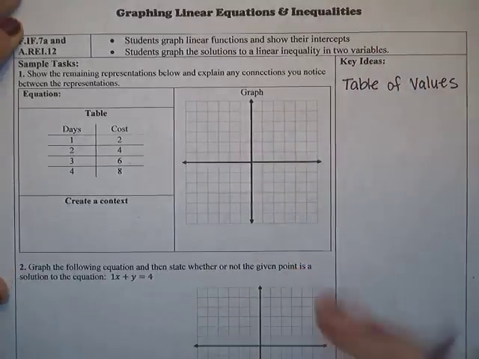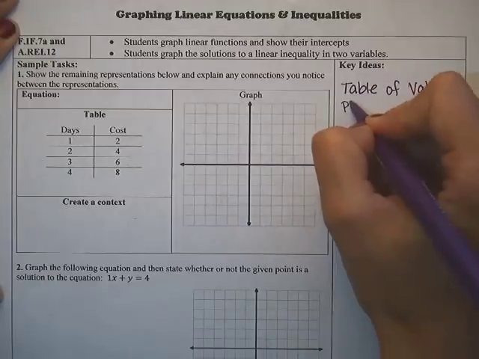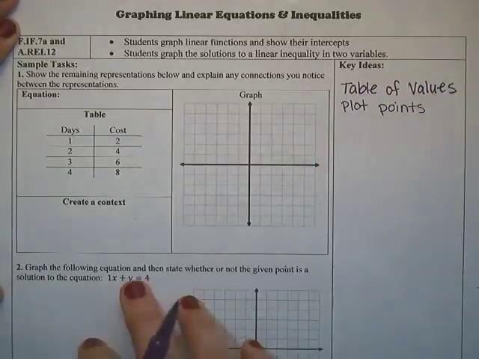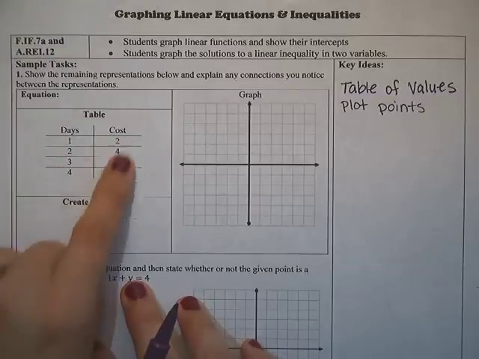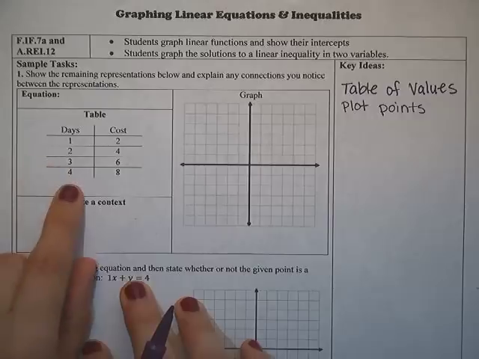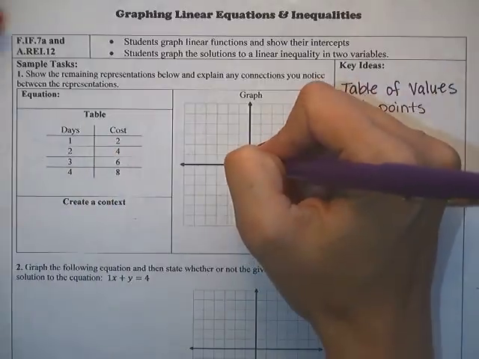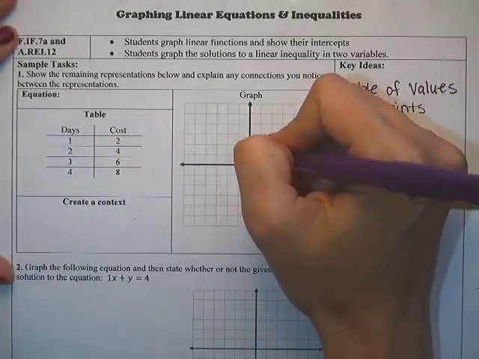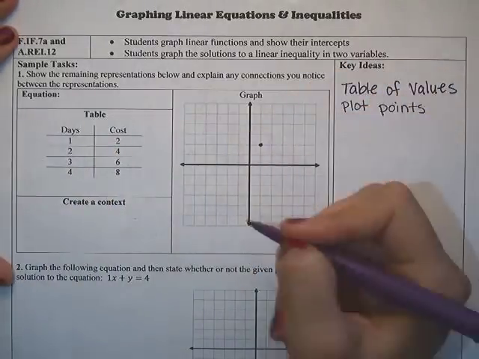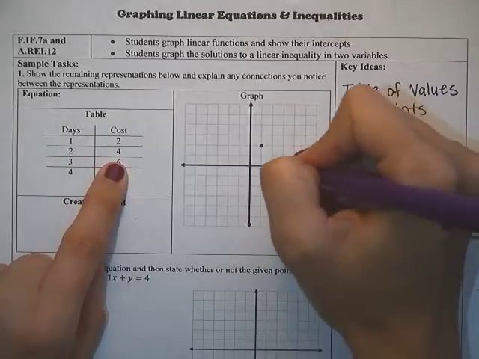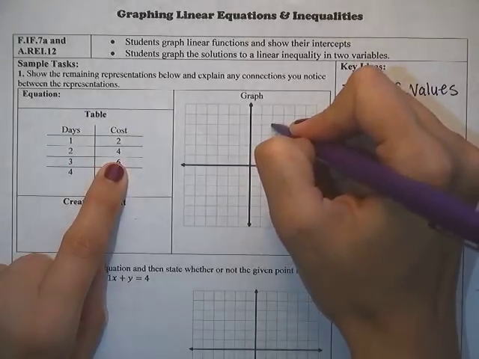Okay, and so in order to do that you have to know how to plot points on a coordinate plane. So in this table we have days and we have the cost. So the days are your x value and the cost are your y value. So your first coordinate is 1, 2. So I will go to the graph and I will go over 1 for x and up 2 for y. And then our second coordinate is 2, 4. So you go over 2, up 1, 2, 3, 4, plot a point.